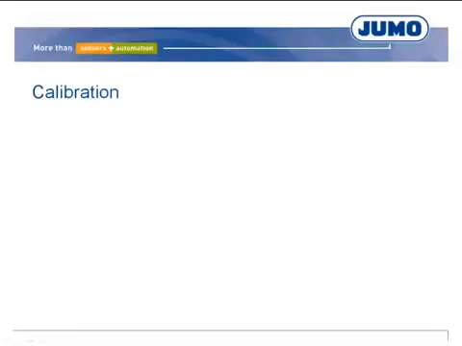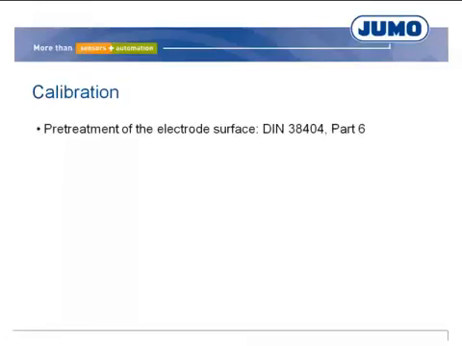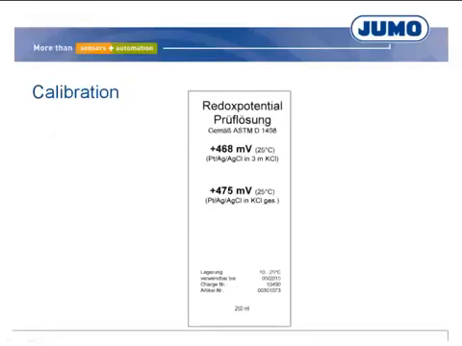If the measured value is reached slowly, the metal surface may well have passivated. This can be remedied by pre-treating the electrode surface. Notes to this effect are contained in DIN 38404 Part 6, for example. If the measured values shift, the 0-point calibration enabled beforehand can be carried out.